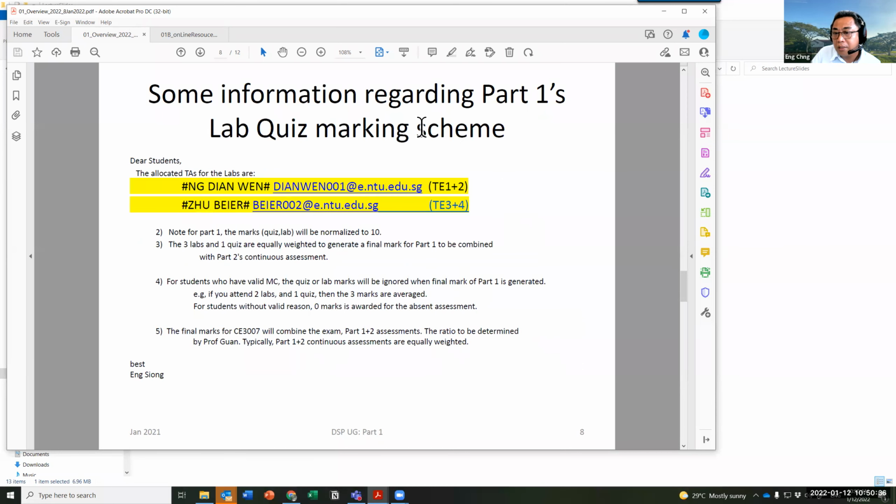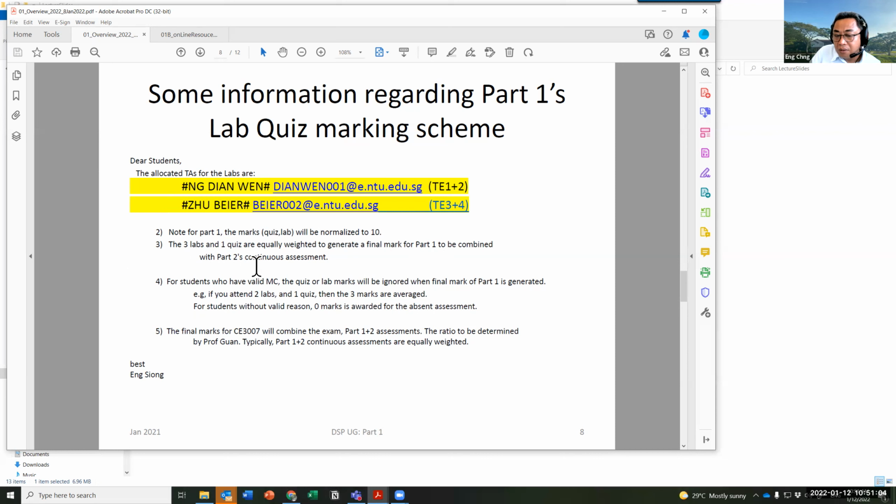Now, who's going to help you? So basically, Tian Wen is the PhD student, and Zhu Bei will help T1 and 2 and T3 and 4. Okay, so this is the information regarding the lab quiz. Basically, they will hand you the quiz questions. They'll take the answers back in 2 hours. They'll have to mark, and then the marks will be normalized.